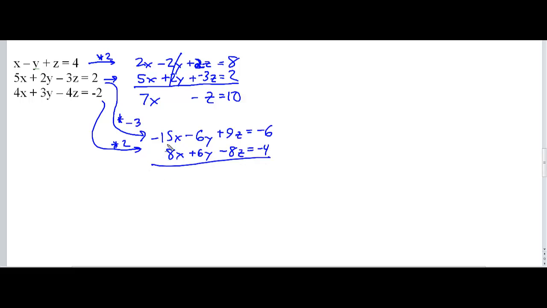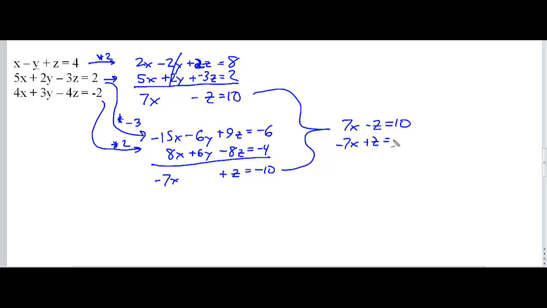Put all these together. This makes negative 7x, a positive z, and a negative 10. Now I'm going to put these two equations together: 7x minus z equals 10, and negative 7x plus z equals negative 10. If I add these up, I get 0 equals 0.